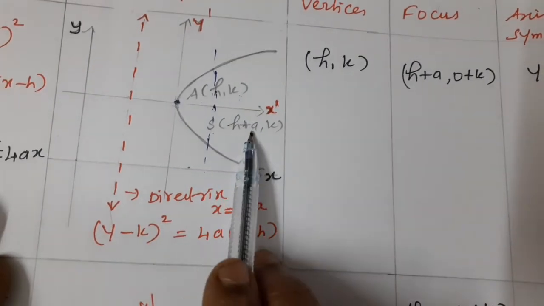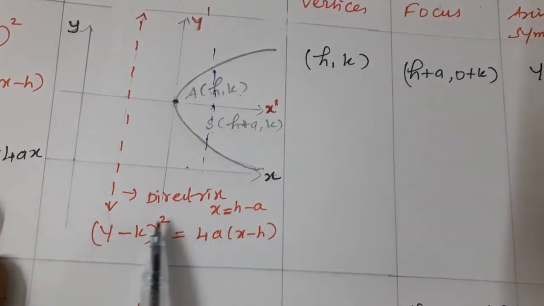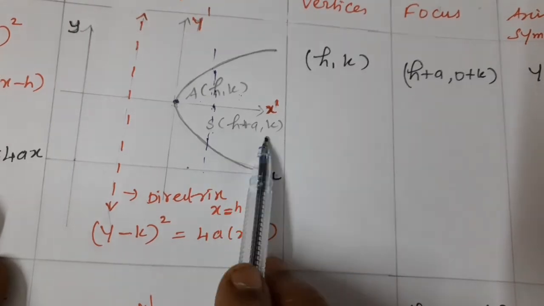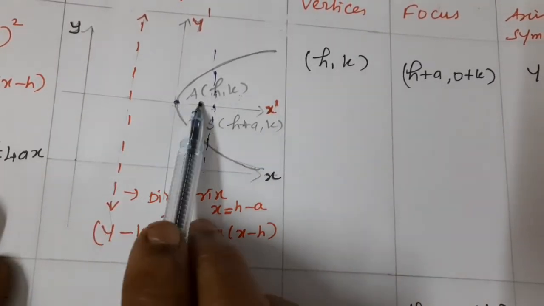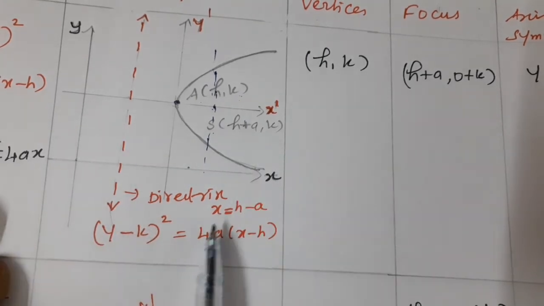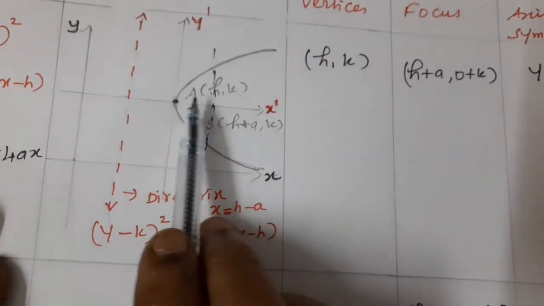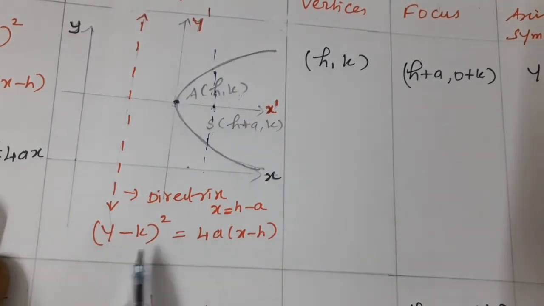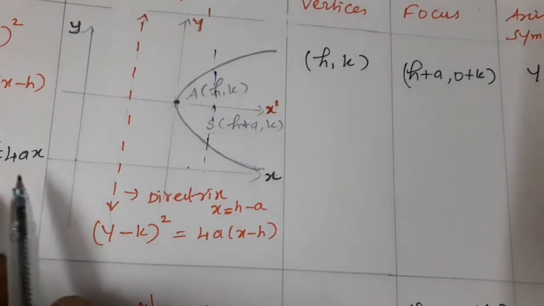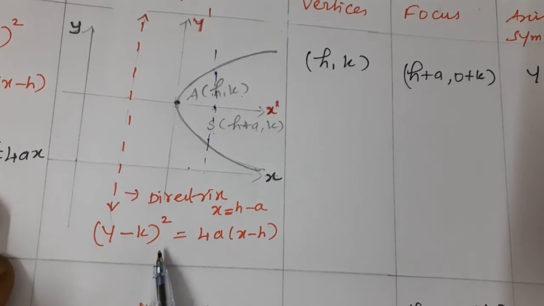Suppose the focus is at x = h + a. What is our directrix? The directrix is x = h − a, because the focus is plus, so the directrix has the opposite sign. Understand what the vertex, focus, directrix and latus rectum are. Then the equation: instead of y² = 4ax, substitute (y − k)² = 4a(x − h).